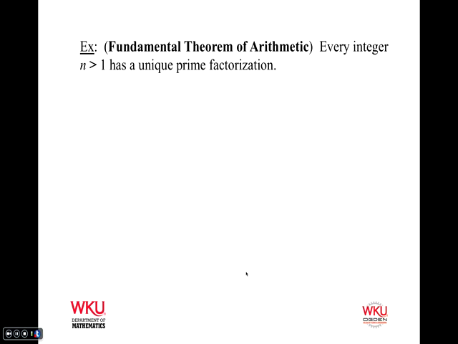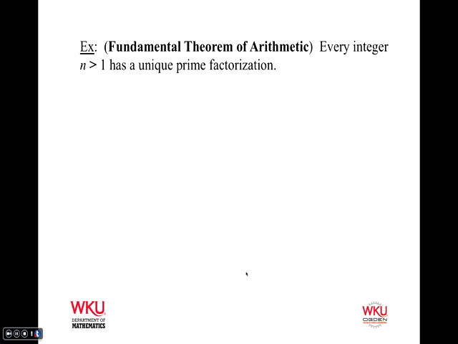So here's a classic theorem from your past, the fundamental theorem of arithmetic, which says that every integer 2 and bigger has a unique prime factorization, which you know to be true. You've believed that probably since you were in grade school and you were finding least common denominators of fractions, right?